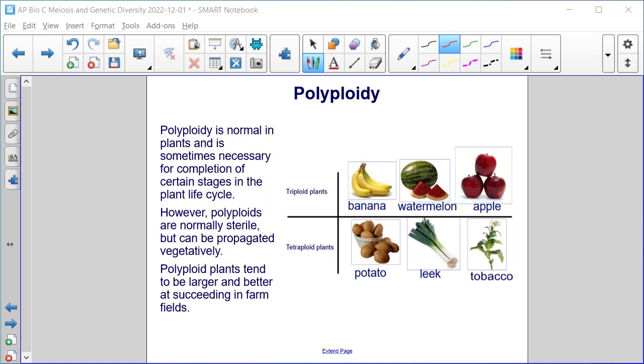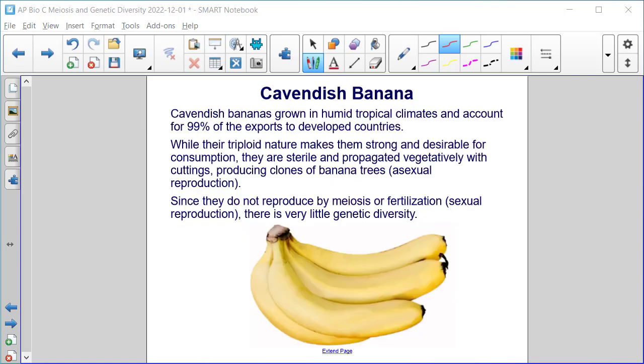Polyploidy is normal in plants and is sometimes necessary for completion of certain stages in the plant life cycle. However, polyploids are normally sterile but can be propagated vegetatively. Polyploid plants tend to be larger and better at succeeding in farm fields.